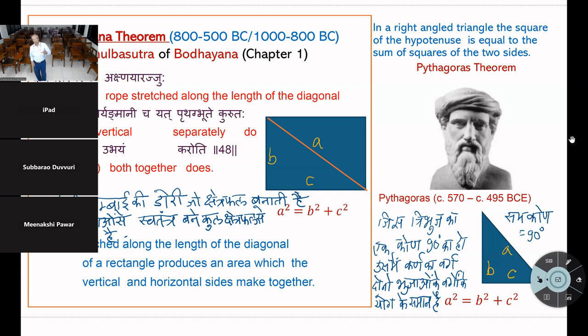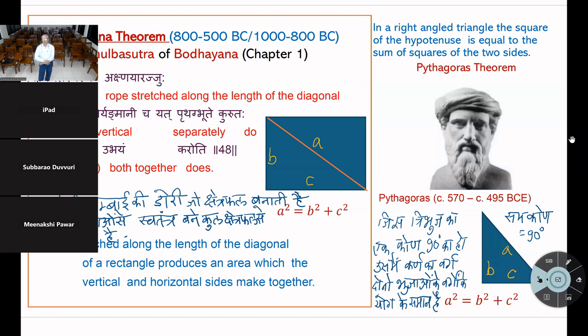See, he is not talking in numbers. He is talking in terms of areas. So those who know Hindi, they can see that कर्ण की लंबाई की डोरी से क्षेत्रफल बनाती है, वो दोनों भुजाओं से स्वतंत्र बने कुलों क्षेत्रफल से मिलता है.